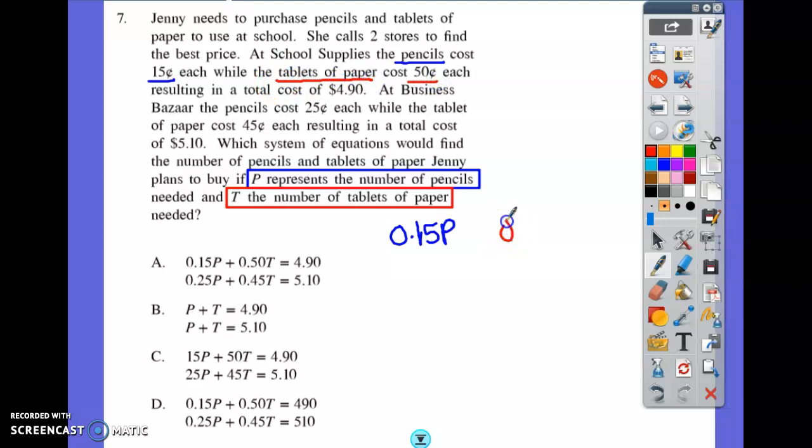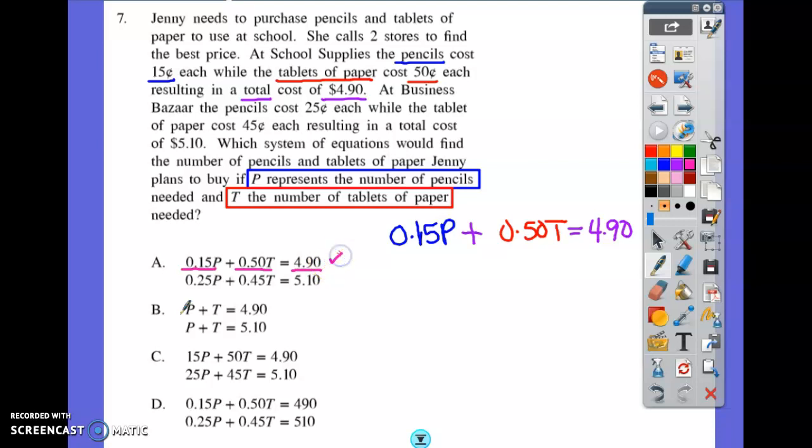So 50 cents, this is how you write it, goes with the T because that's how much the tablets of paper cost, resulting in a total, that means we're adding them, total cost of $4.90. So equals $4.90. So let's look at some of these answer choices and see what we can eliminate. So 15 goes with P, 50 cents goes with T, equals $4.90.